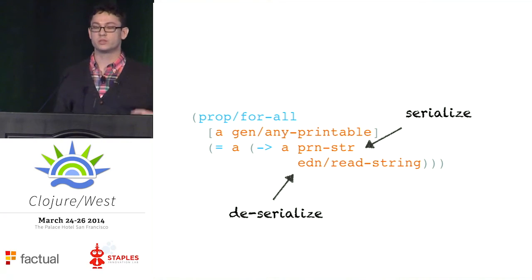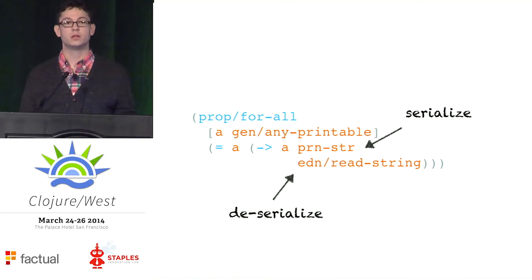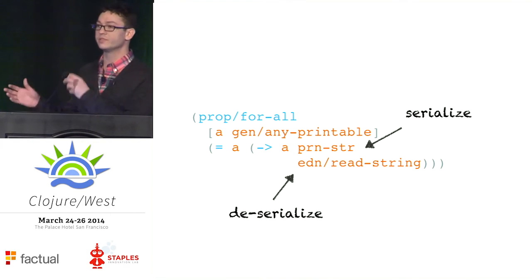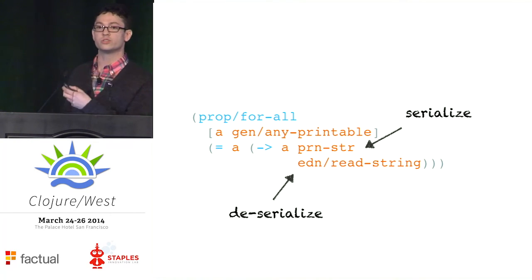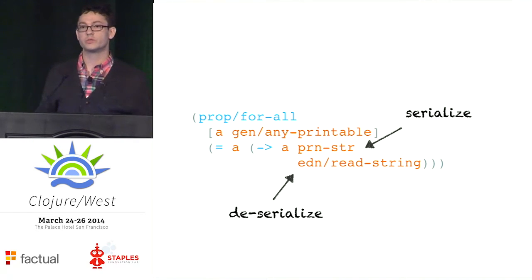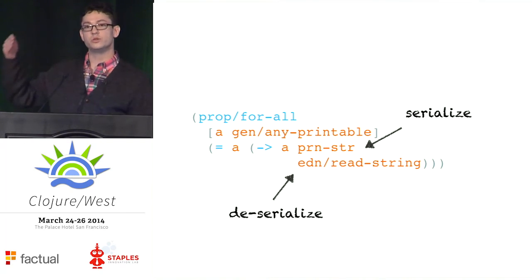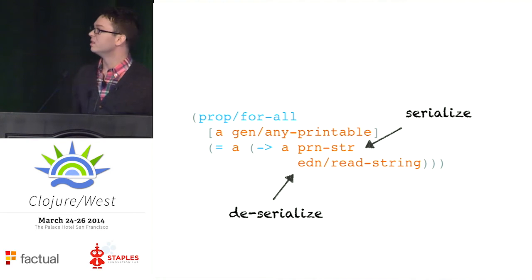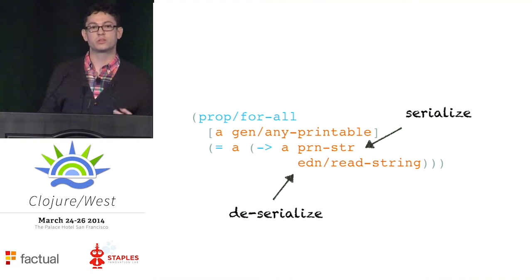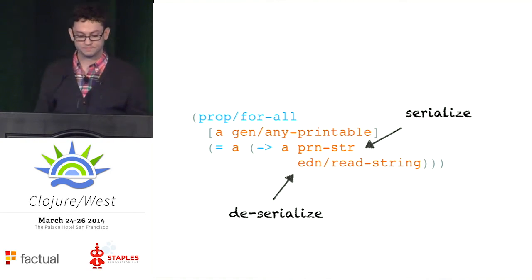We can do this for JSON, for XML, but it turns out there's other functions that have this type of relationship: zip and unzip, partition and flatten. So if you start to think for a bit, you can start to find these pairs of functions that do something to your data and then undo that thing. And if you run tests like this, you start to find pretty interesting results.